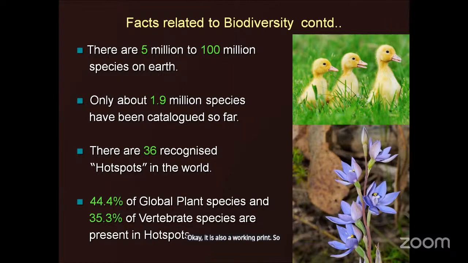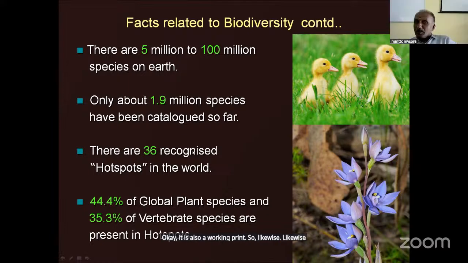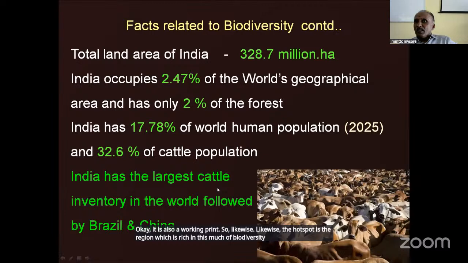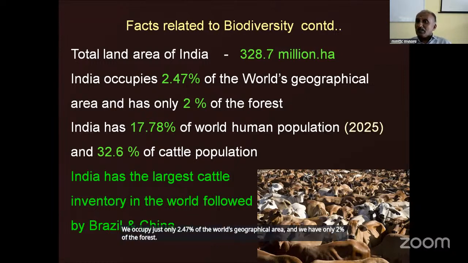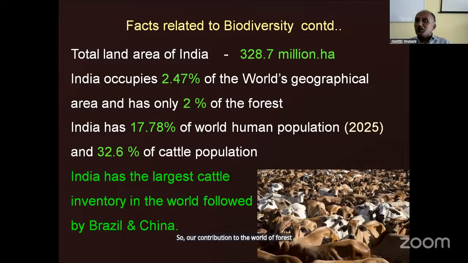So likewise, the hotspot is the region which is rich in this much of biodiversity. And if you look at the land area of India, we are having just 328.7 million hectares of the land. So, in other words, we occupy just only 2.47% of the world geographical area, and we have only 2% of the forest. So, our contribution to the world forest cover is only 2%.